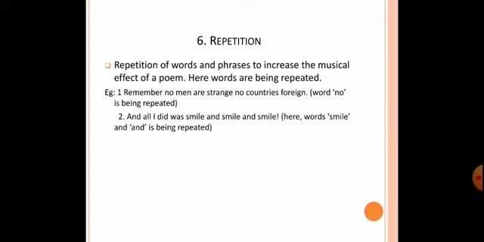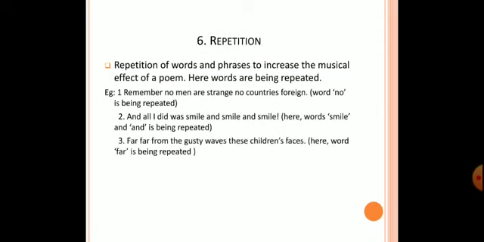The next one is: and all I did was smile and smile and smile. So over here we have two words which are being repeated. One is smile, which is repeated thrice, and then we have the word and, which is repeated twice. So that is repetition. Third one is: far, far from the gusty waves these children's faces. Now over here far and far is being repeated for poetic effect, or we can say musical effect also.